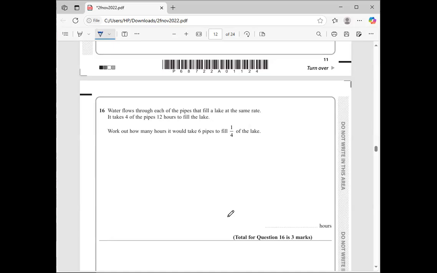So take time critical now so that we have some time to work on other things. It says water flows through each of the pipes that fill a lake at the same rate. It takes 4 of the pipes 12 hours to fill the lake. Work out how many hours it takes 6 pipes to fill a quarter of the lake. Wow. What do you think about this question?